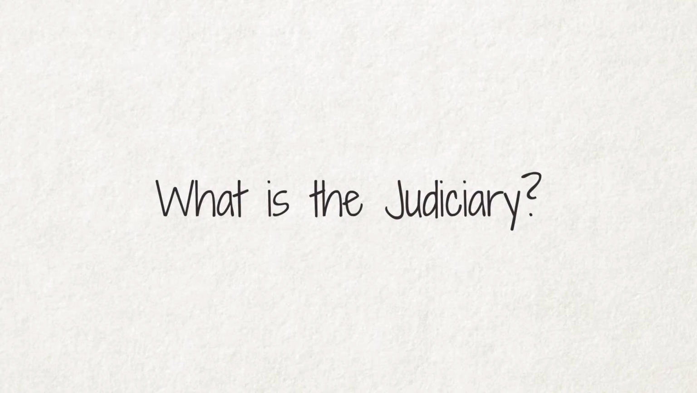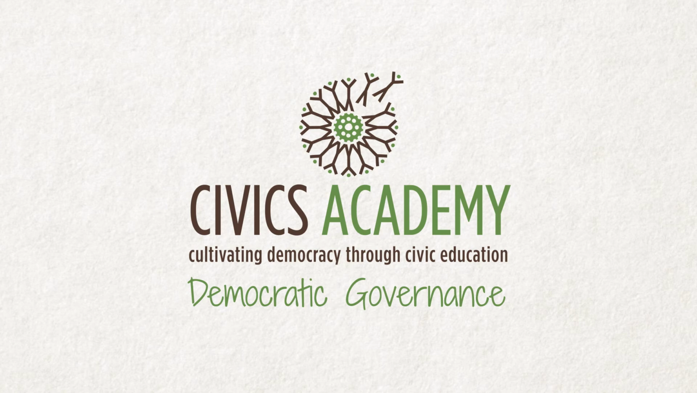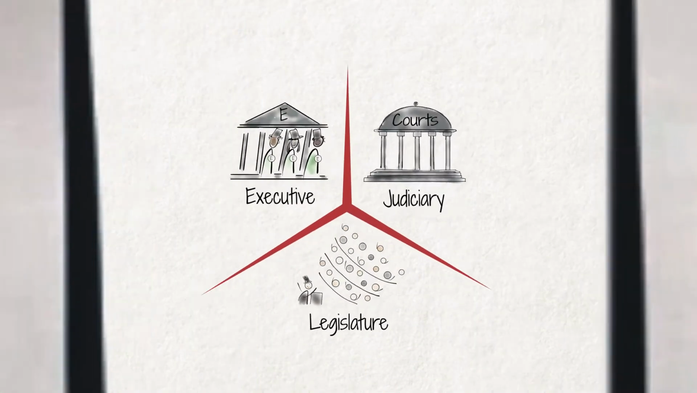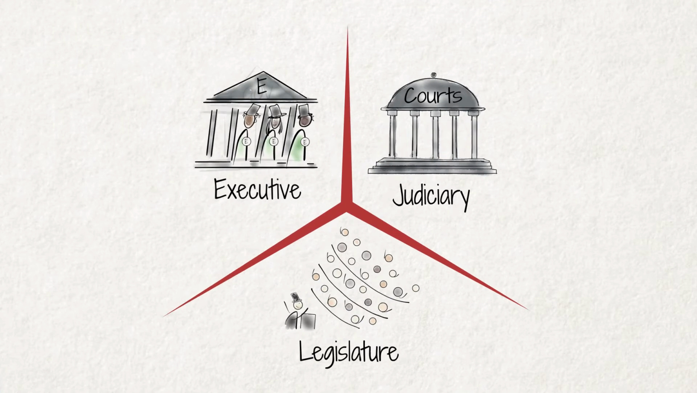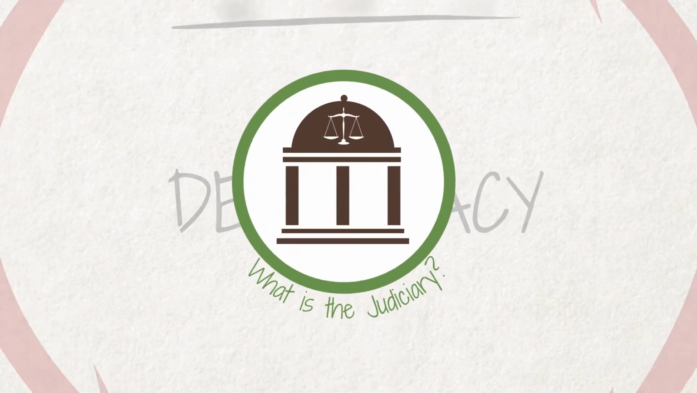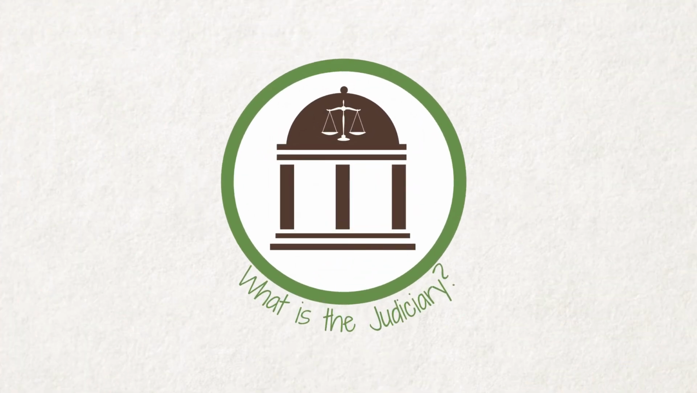What is the judiciary? Welcome to the Civics Academy Governance series. In these videos, we explore different aspects of democratic governance and the concept of the separation of powers as one of the key features of democracy. In this video, we look at the third branch of government, the judiciary, its responsibility and tasks.